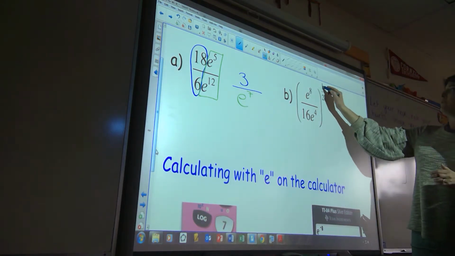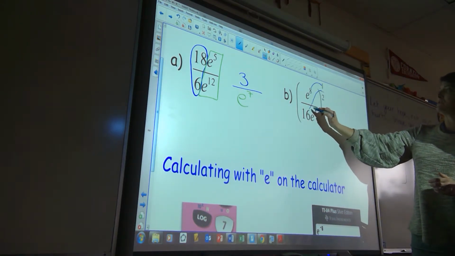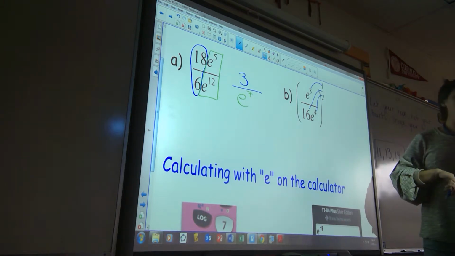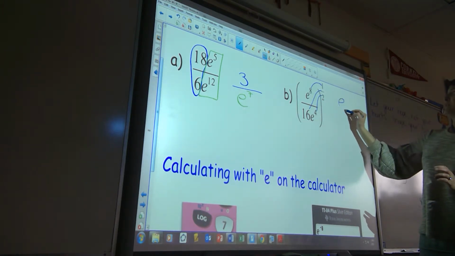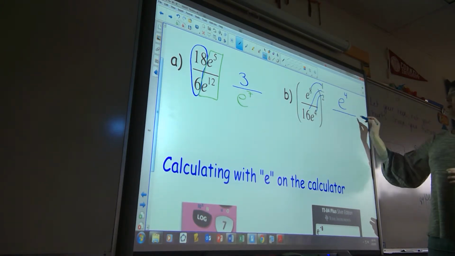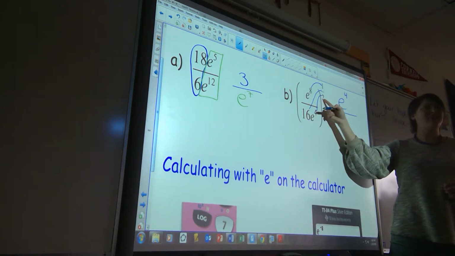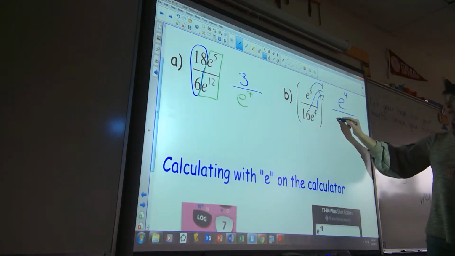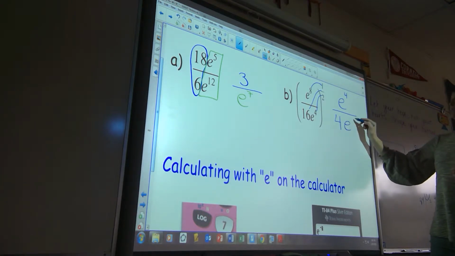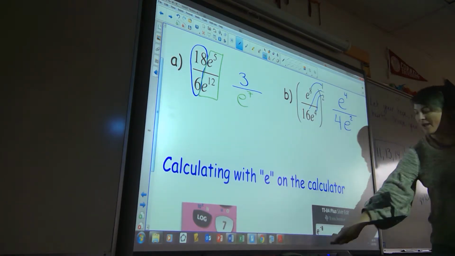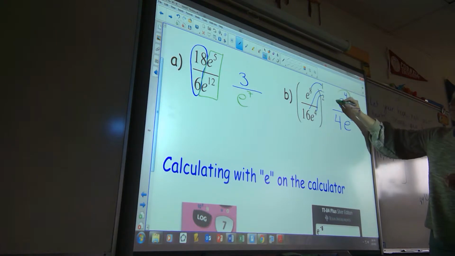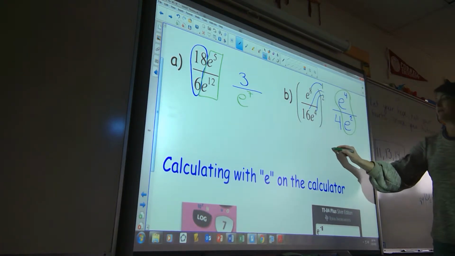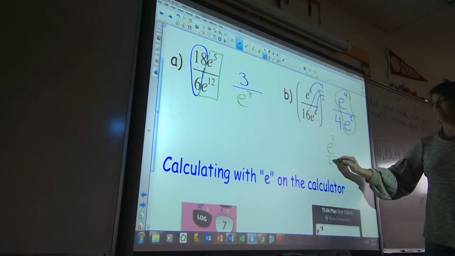For this one, the 1/2 will distribute to all 3 bases. So on the top, I would end up with e to the 4th. What is 16 to the 1/2 power? This is a square root in disguise. So the square root of 16 is 4. And then e to the 2. And then these would reduce each other. So I would end up with e squared over 4.